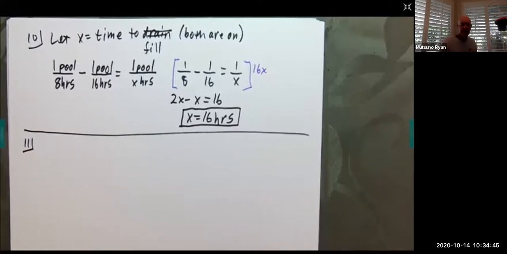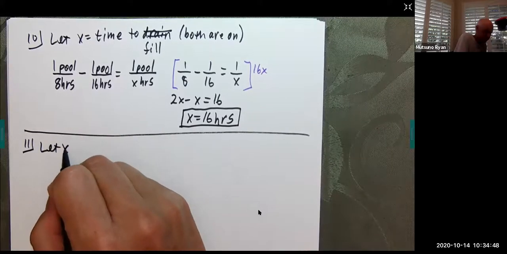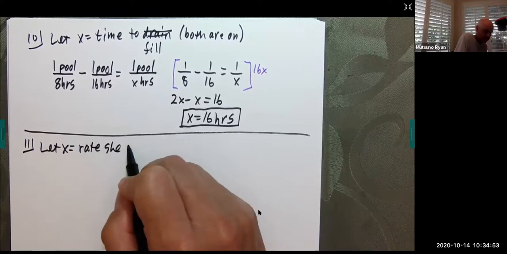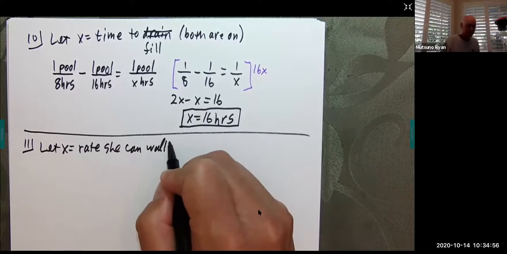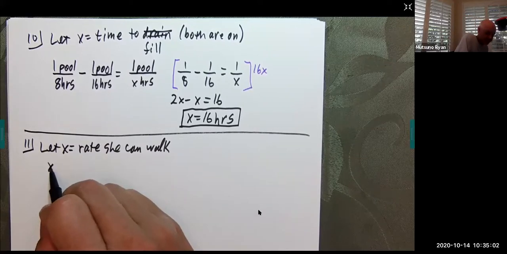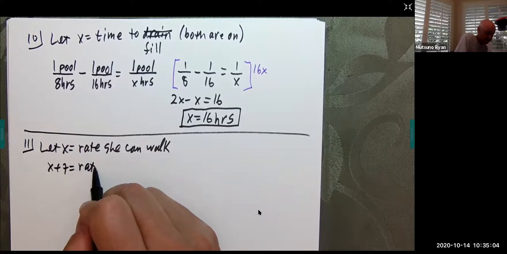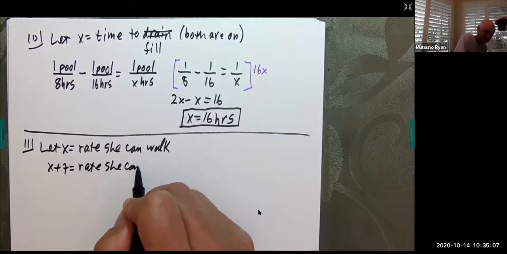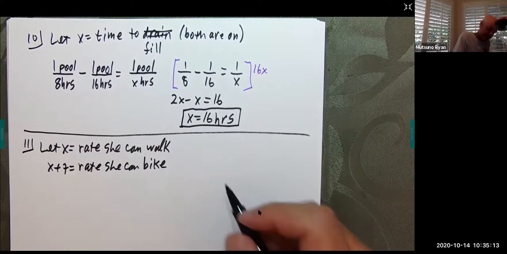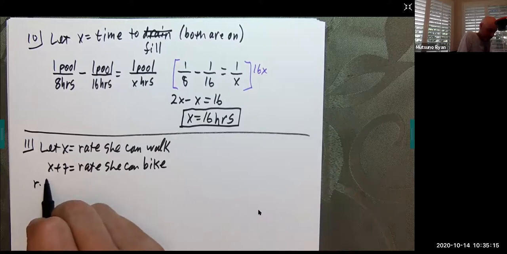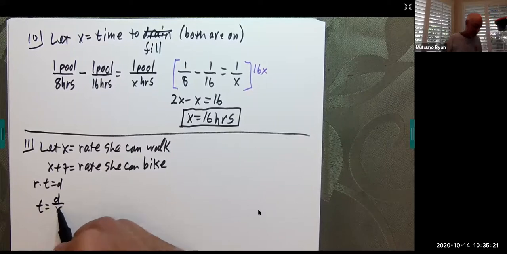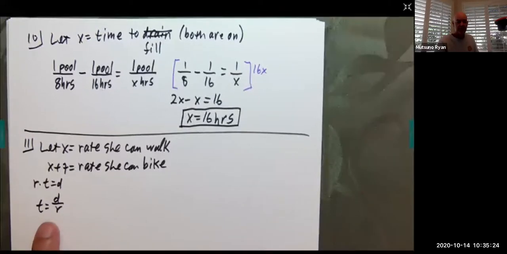And I'm going to let x equal the rate she can walk. This means that x plus 7 is the rate she can bike. And we're going to use rate times time equals distance. However, I'm going to modify this a little bit and divide both sides by r. And that's going to be our primary formula that we're going to be using here.